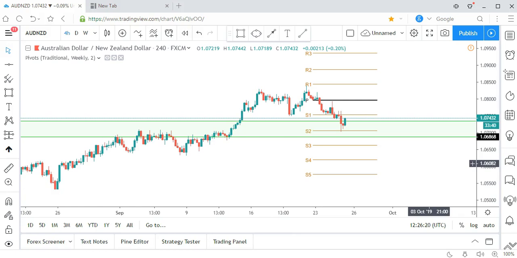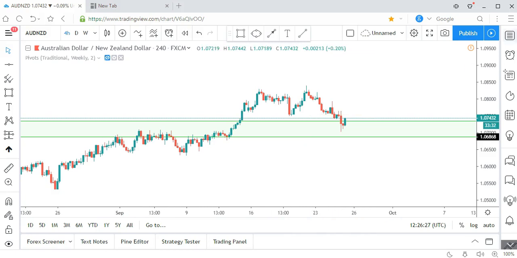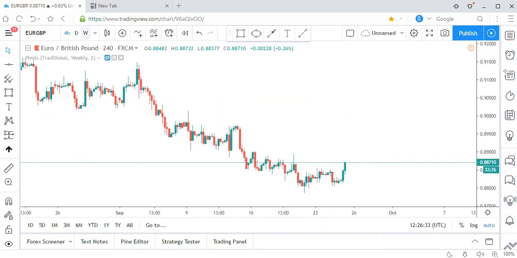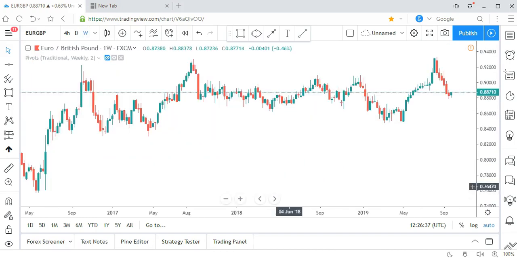So let's look at another example. Which pair should we use? Let's try Euro GBP. Let's start an analysis on the weekly. Okay, so this is what we have on the Euro GBP chart.